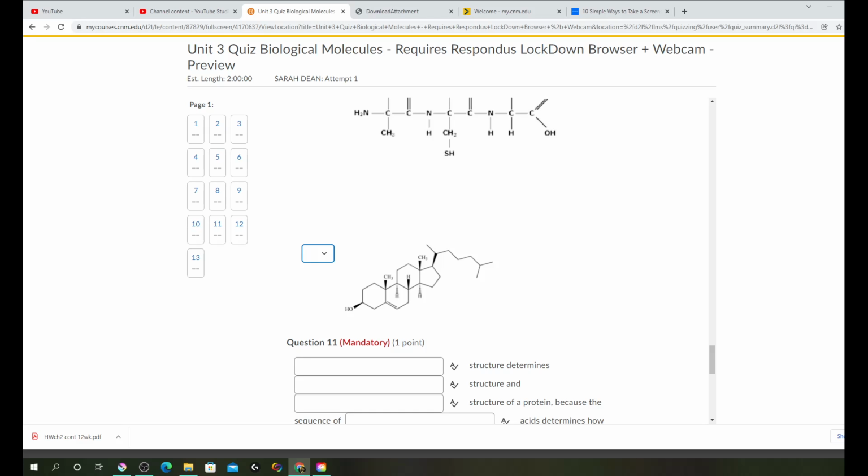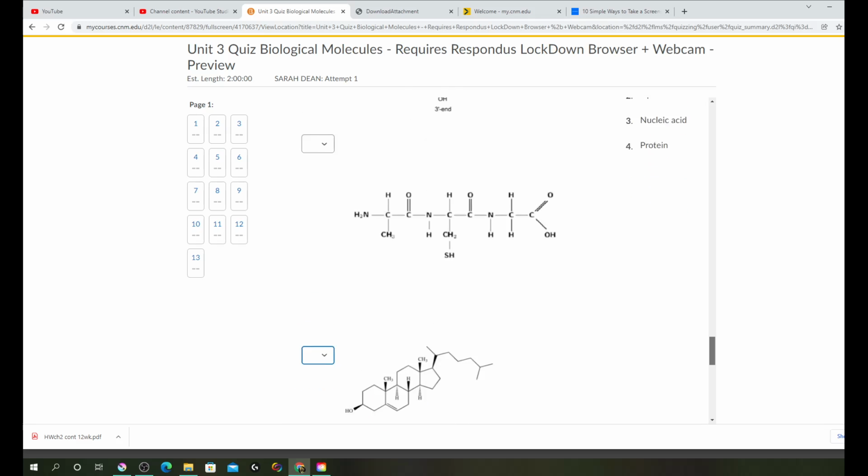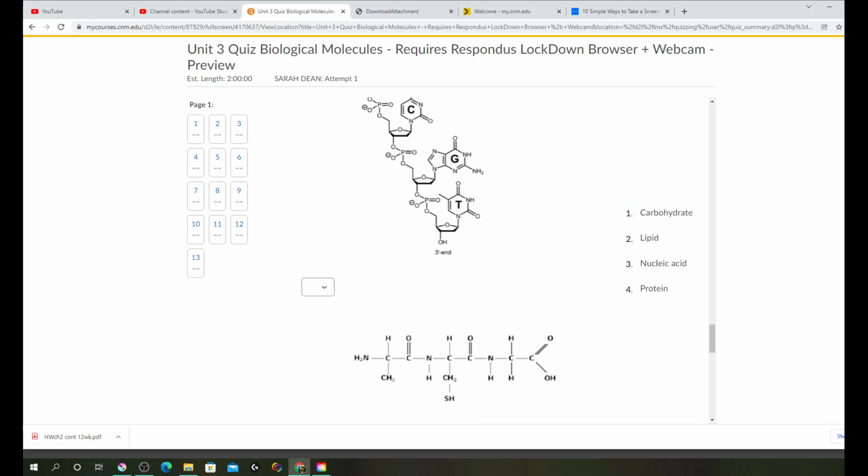If you look at the lipids in the lecture video or in the PowerPoint, you'll see that we've covered this lipid. This is a cholesterol. It's the precursor for steroid hormones like testosterone, estrogen, progesterone, and also stress hormones like cortisol and things like that. So this is going to be your lipid. It is very hydrocarbony.